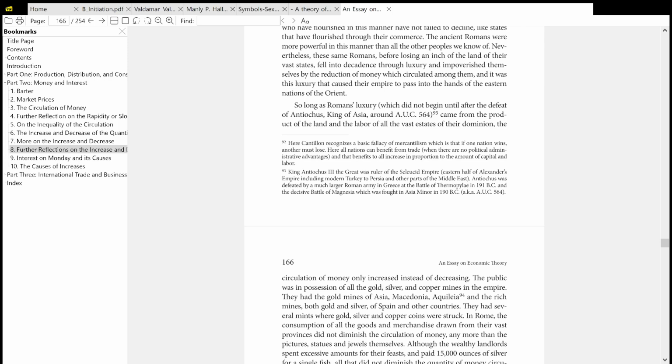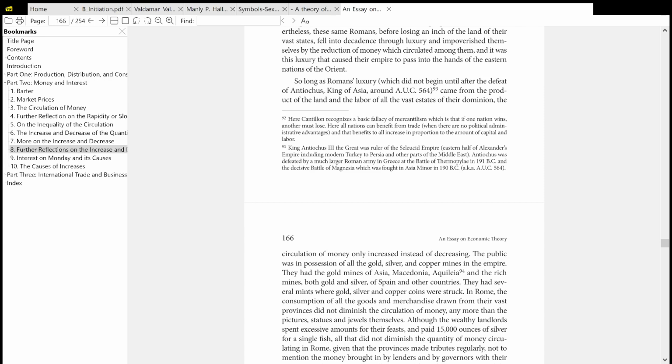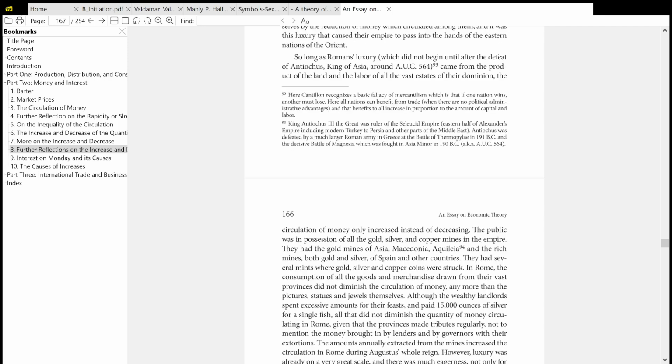Although the wealthy landlords spent excessive amounts for their feasts and paid 15,000 ounces of silver for a single fish, all that did not diminish the quantity of money circulating in Rome, given that the provinces made tributes regularly, not to mention the money brought by lenders and by governors with their extortions. The amounts annually extracted from the mines increased circulation in Rome during Augustus's whole reign.